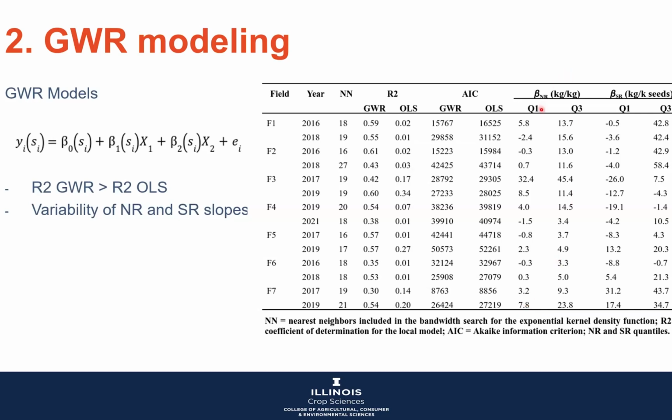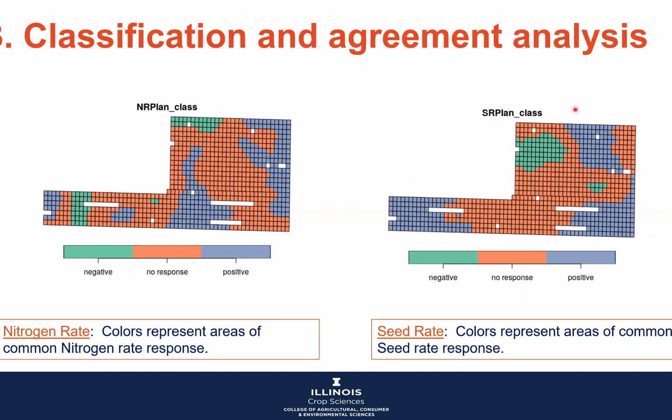Also notice that we have quartile 1 and 3, because we have a continuum with many responses, and areas of the field that respond a lot and others that do not respond so much. So we end up with maps like this, for a given year in one of the fields. We have areas in green that have a negative response, areas in red that in this case are not responsive, and areas of the field that have positive response. This is for nitrogen, and this other example is for seed rate. Notice that the areas don't clearly overlap, so areas that respond to nitrogen are not the same ones that respond to seed rate.